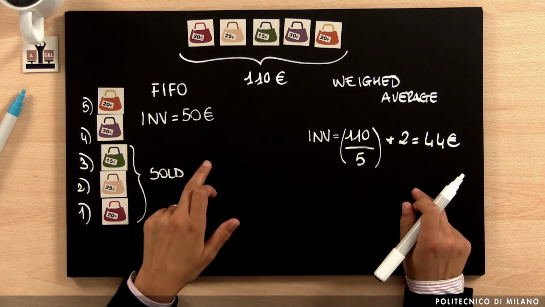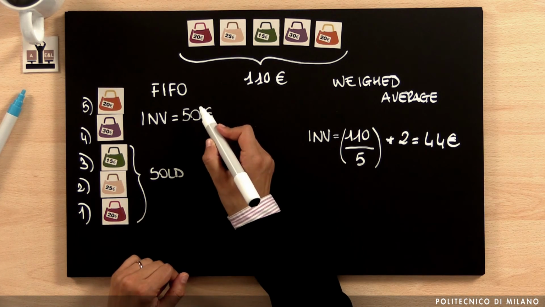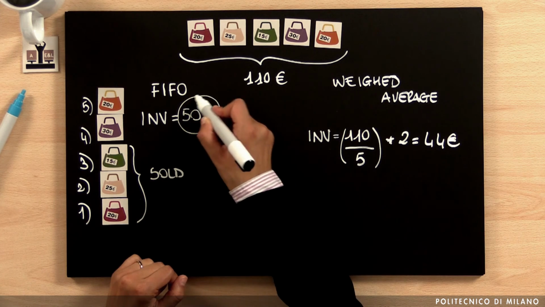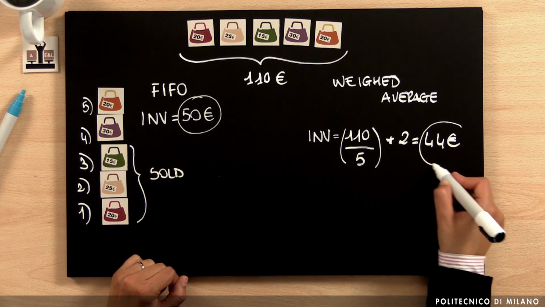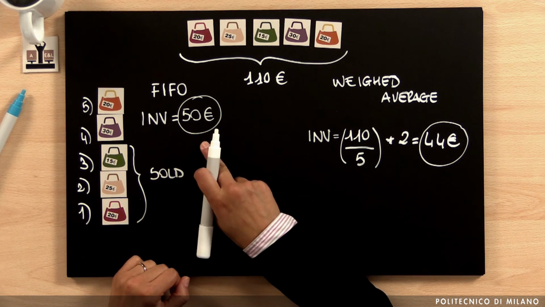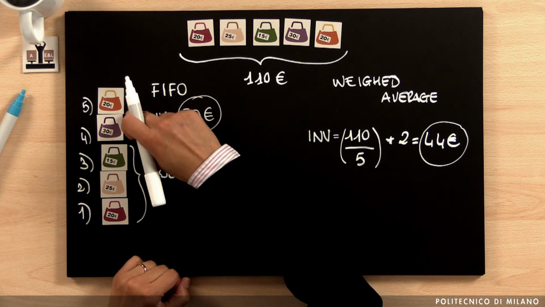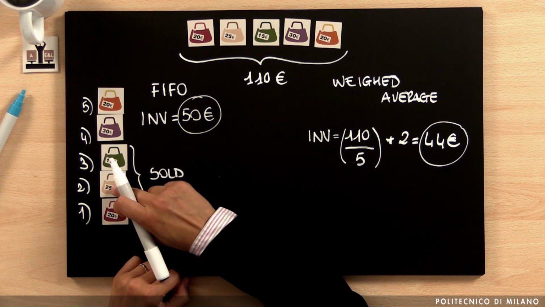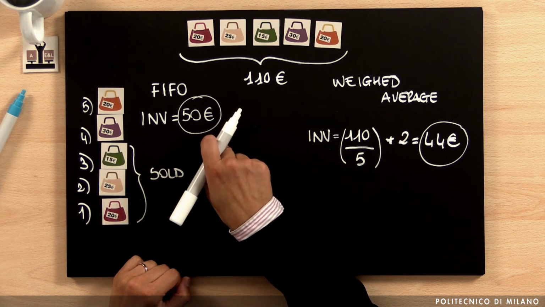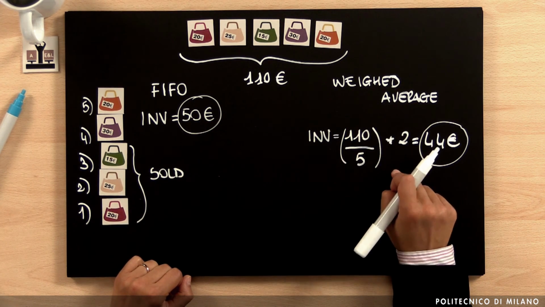So what's the difference between the 2 approaches? You can see that the final value that we have recognized in the balance sheet is different. In the first case, we have 50 euros because this is the remaining value of the bags that are inside the warehouse, because the first products that entered are also the first that went out. But in the weighted average, we do not care about the order in which products enter the warehouse. We just look at the weighted average of the overall amount of inventories that we have inside.